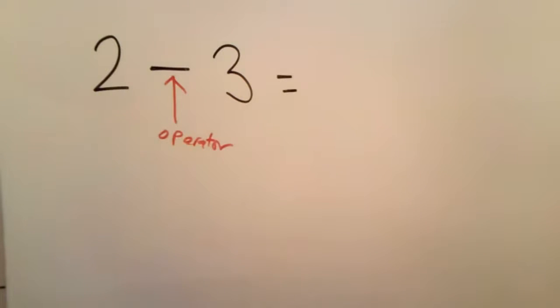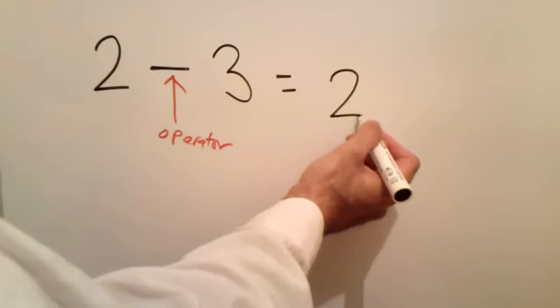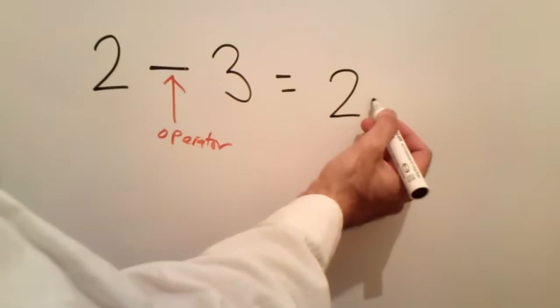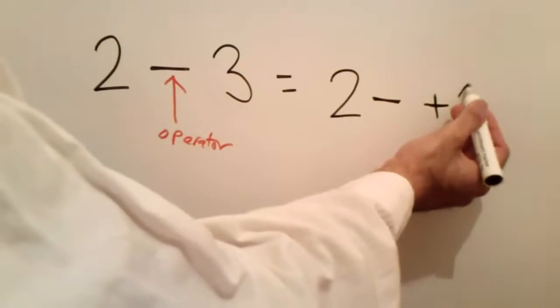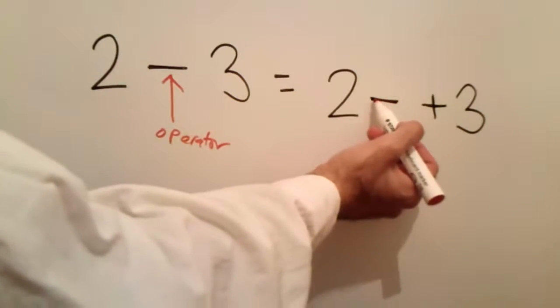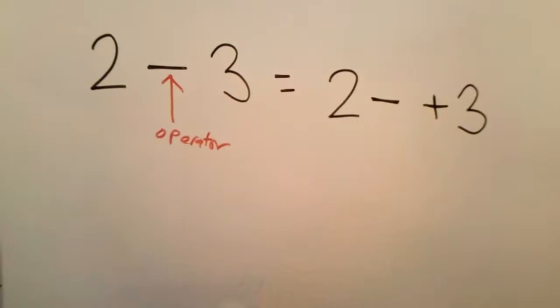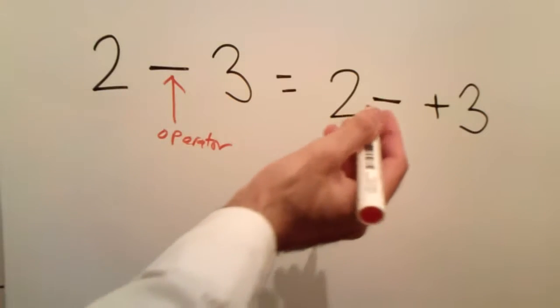Okay, let's use the same example and see if we can rewrite 2 take away 3 in a different way. This time we're going to do 2 take away positive 3. Now let's see what we get with this. Do you remember what happens when a negative sign and a positive sign touch each other? Yeah, the signs are different, so it's going to be a negative.